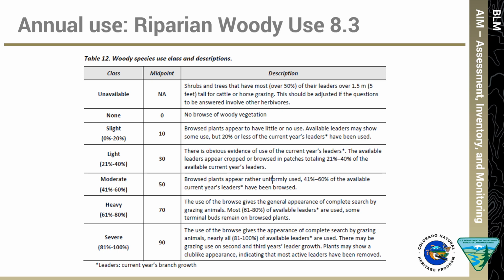Here is Table 12 from the field protocol with the woody species use classes and descriptions. The use classes range from none, 0%, to 100% in 20% increments, and the midpoint of each class is recorded for each individual. For example, the light use class is 21 to 40% use on an individual, and the midpoint, 30, is recorded.